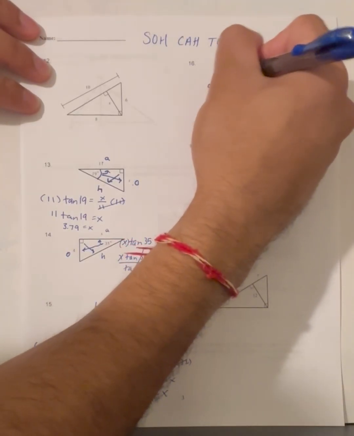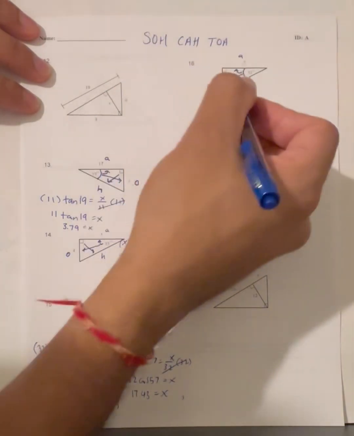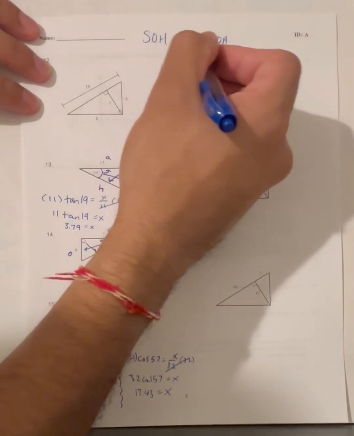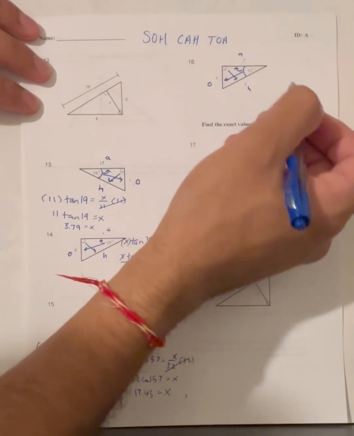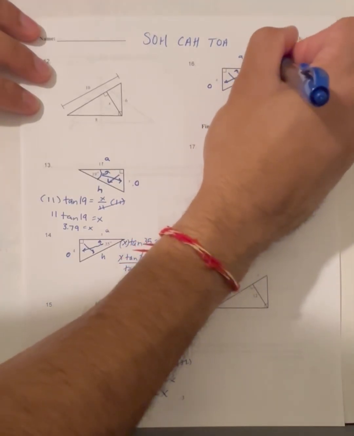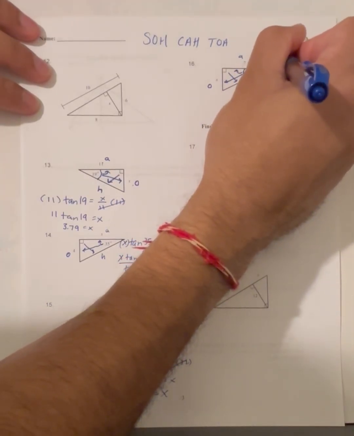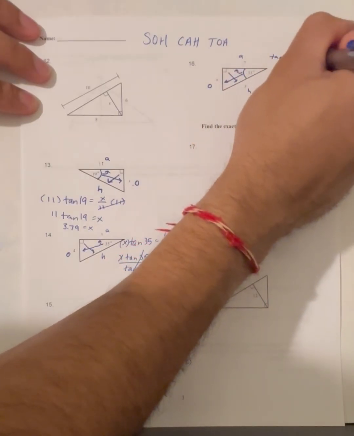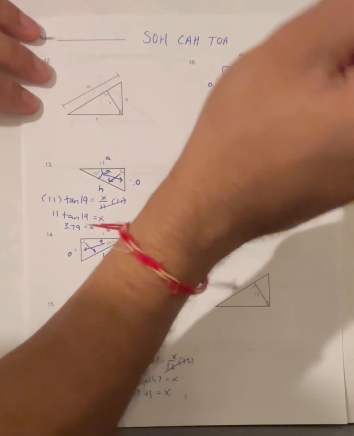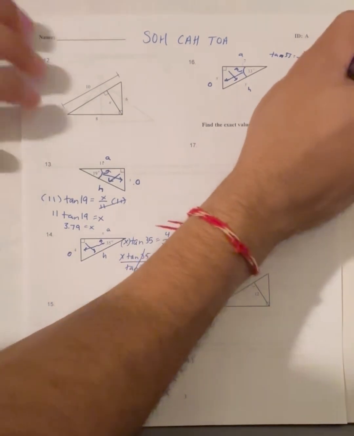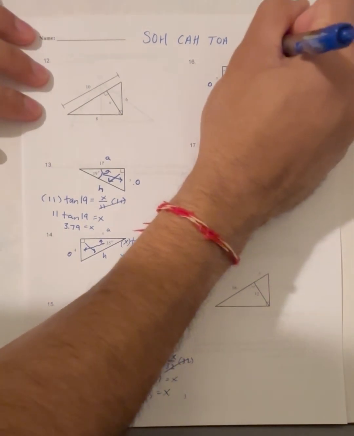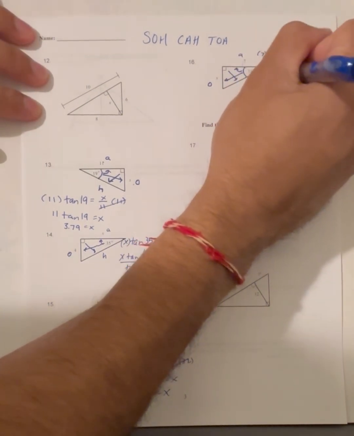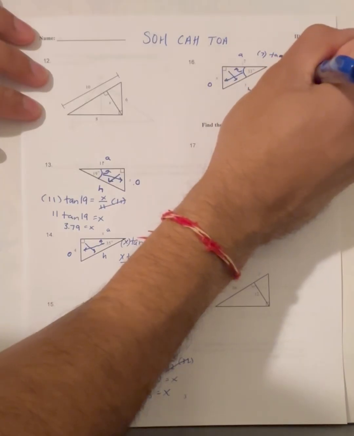Okay, so if we were to solve for x, right? X is your opposite side and 7 is your adjacent side. So which one deals with O and A? That one. So tangent of 33 is equal to your opposite side, which is x, over your adjacent side, which is 7. Okay, so to solve this, we got to multiply 7 to the other side. We get 7 tangent of 33 equals x.